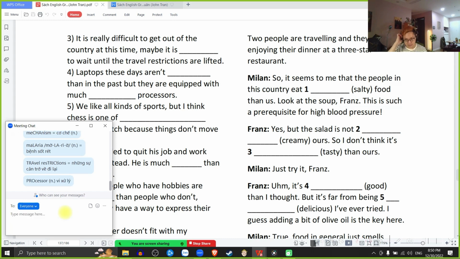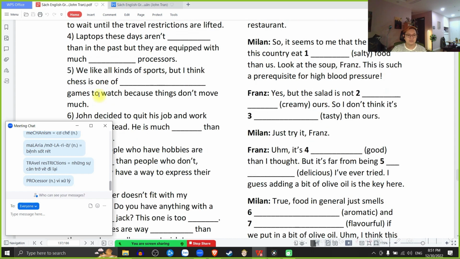Nhớ không? Chữ process là quá trình, processor là con vi xử lý. Những chiếc laptop ngày nay nó không có mắc tiền hơn đâu so với trong quá khứ, nhưng mà chúng được equipped with, chúng được trang bị với những cái vi xử lý tốt hơn nhiều luôn á. Much better processors.